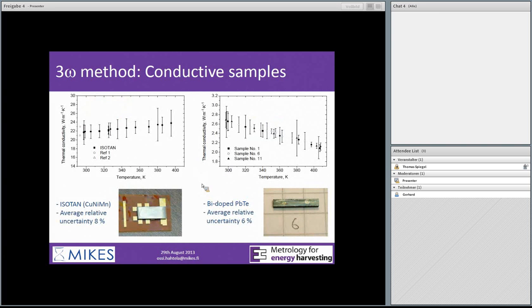Here are the measurements of two other conductive samples, the Isotan metal alloy and bismuth-doped lead telluride, that were chosen as a reference material in this project. The Isotan sample was measured using a Kapton plate, putting the Isotan sample on top of the cold heating strip. We found two reference values from literature, and according to those, our measurement results are in quite nice agreement. We measured the thermal conductivity from room temperature up to 400 Kelvin with an average relative uncertainty of 8%.